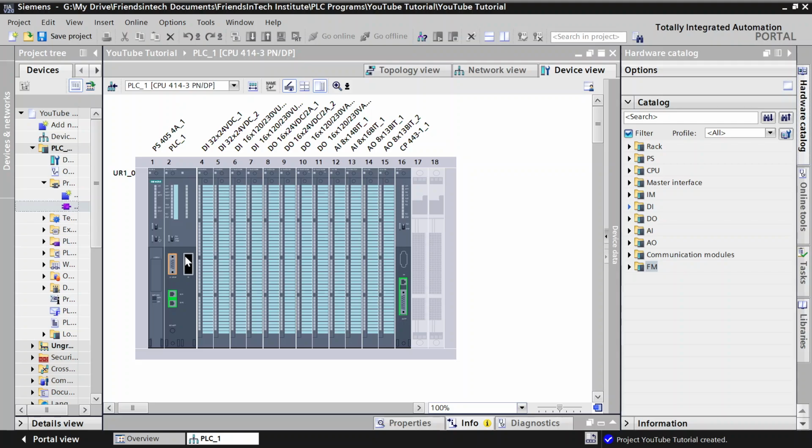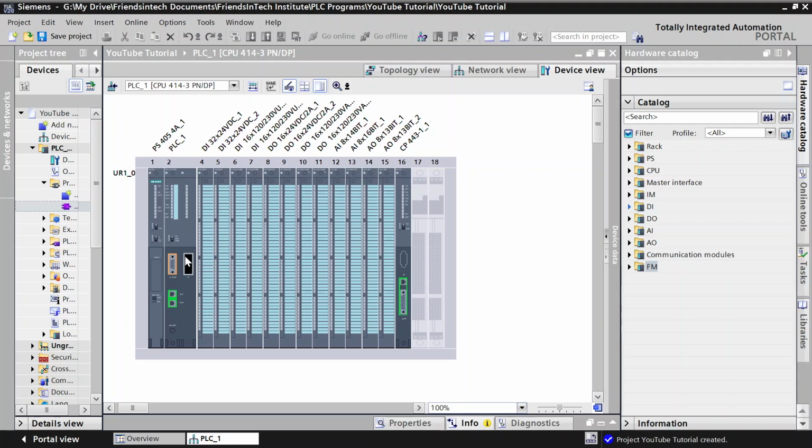Now, in this video, we want to explain input units and output units. You have to really understand what is the input unit and what is the output unit. Why am I using DI32 by 24 VDC? Why am I using DI24 by 120 or 230 VAC? How does it work? What's the difference between the two? Why is one 230 and the other one 24 volts DC? What's the difference in terms of circuitry of those two cards?